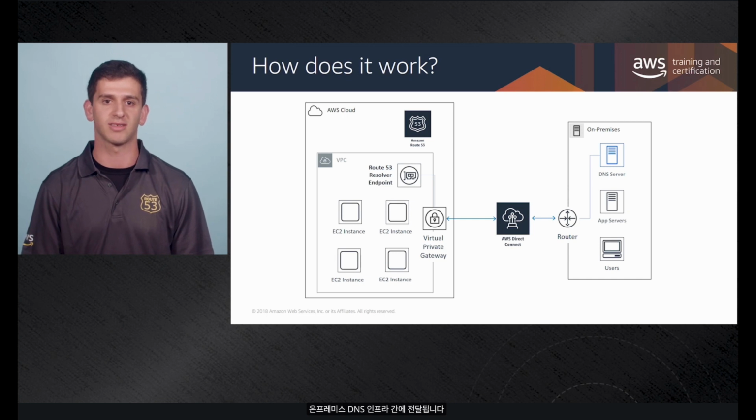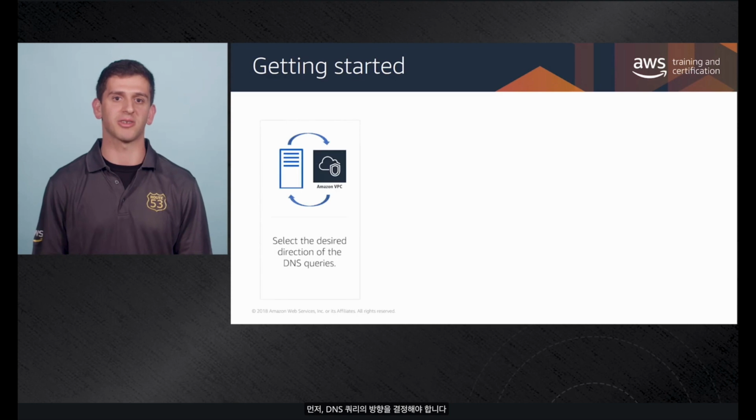a VPN connection. When it comes to setting up Route 53 Resolver for your hybrid environment, AWS offers an intuitive configuration wizard to make things simpler. First, you will need to decide the direction of the DNS queries. Are you looking to only allow DNS queries to your VPC from an on-premises network, or to only allow queries to your on-premises network? You could also do both inbound and outbound queries.